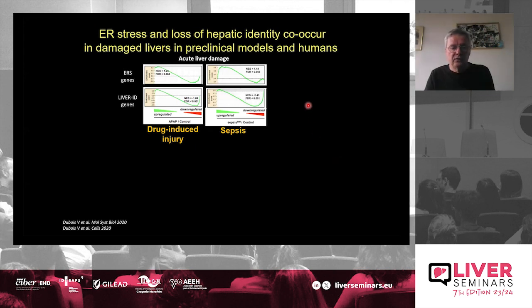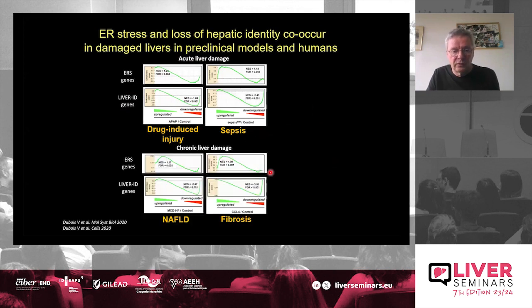And what is interesting is you see this switch from liver ID genes down to increase of ER stress genes in conditions of acute liver damage. So we tested this, for instance, in drug-induced injury models or in sepsis models, which is very acute. But you see it also in conditions of chronic liver damage, such as here, related to NAFLD and fibrosis. So it happens also under chronic insults.